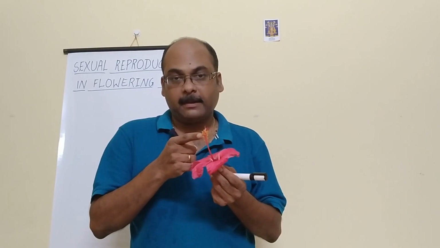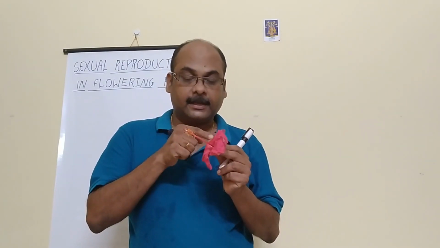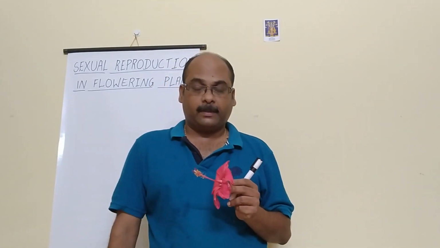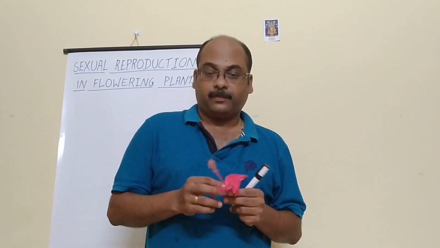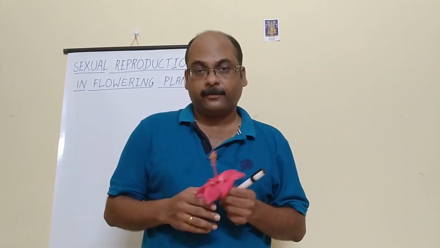Then you can see the male part, stamen, and the group of stamens is called androecium, and inside there is a group of the female parts. The female part is called the carpel, and the group is called the gynoecium. We have discussed the male and female parts.